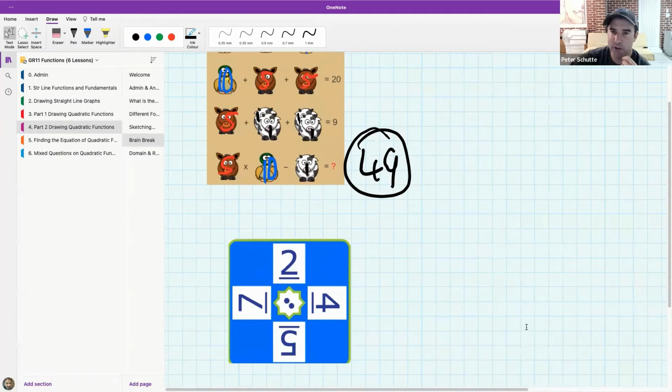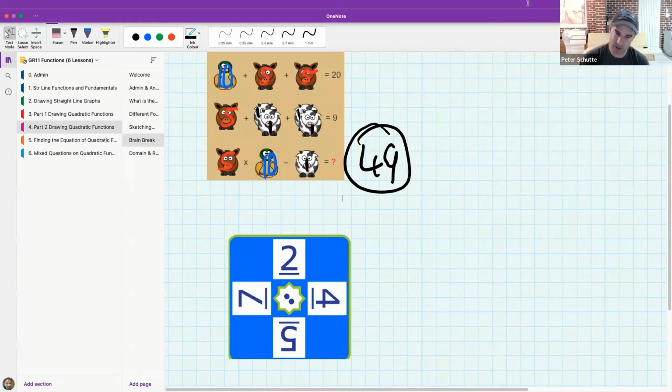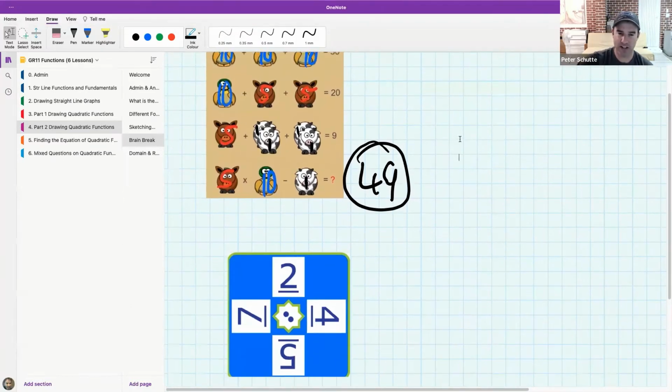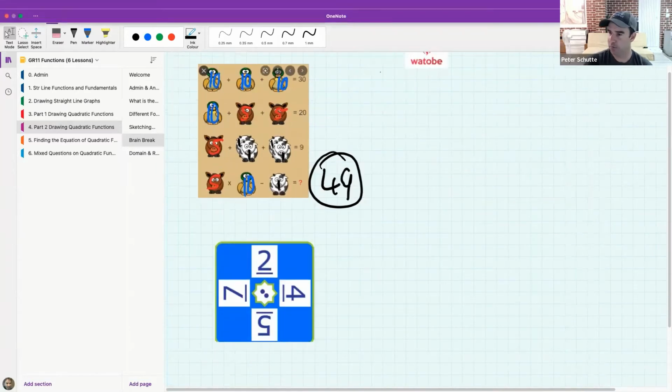I want to challenge them to do a Maths 24 question now. So I want to challenge you. Can you solve this Maths 24 puzzle as a brain break? This will get your brain turning a little bit, just to give you a distraction for a moment.